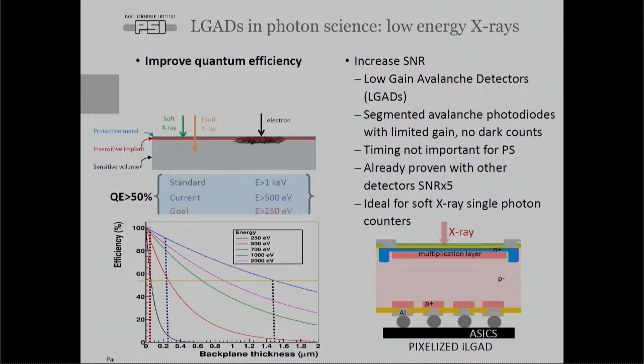So last topic is LGADs in photon science. What we want to do is actually access low energies. We are not really much interested in the timing, but in the gain that this type of detector can give.